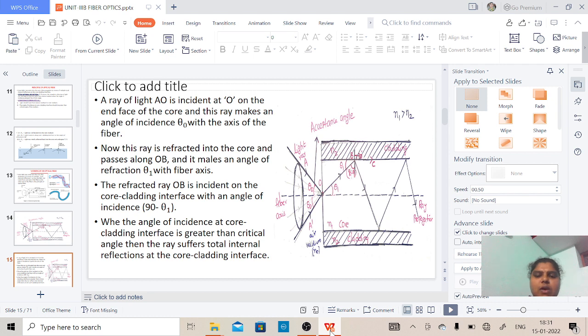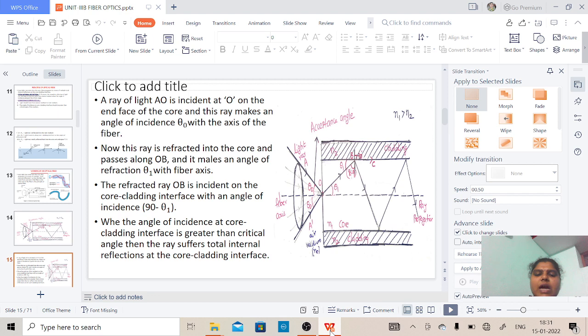We are sending a ray in at one end of the fiber. This ray is refracted into the core and passes along OB, and it makes an angle of refraction theta 1 with the fiber axis. Here we also have a principal axis, the fiber axis. Now the refracted ray OB is incident on the core-cladding interface with an angle of incidence 90 minus theta 1. If the angle of incidence at the core-cladding interface is greater than the critical angle, then the ray suffers total internal reflection at the core-cladding interface.